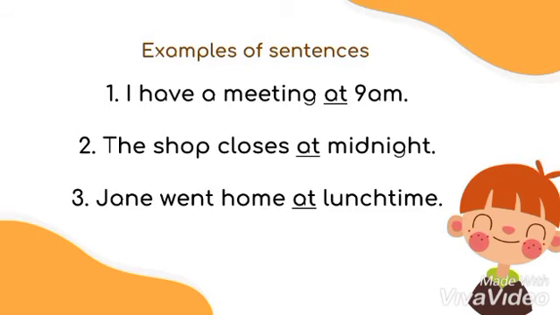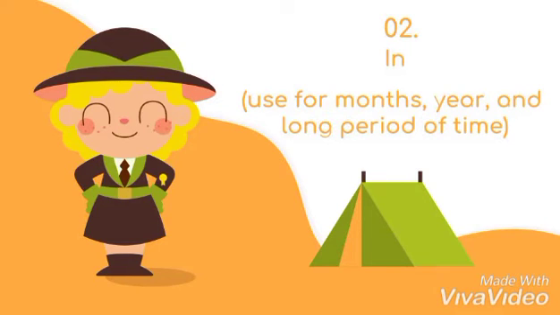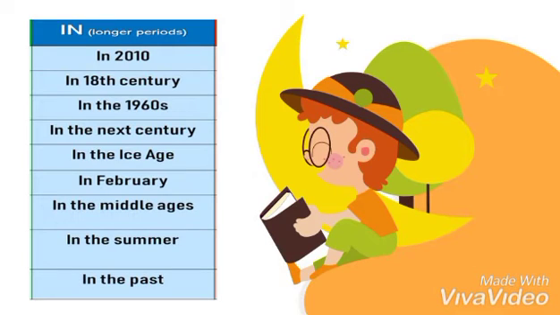The second one is in. We use in to indicate months, years, and long periods of time. Now, let's look at the examples. In 2010, in 18th century, in the 1960s, in the next century, in the Ice Age, in February, in the Middle Ages, in the summer, and finally, in the past.